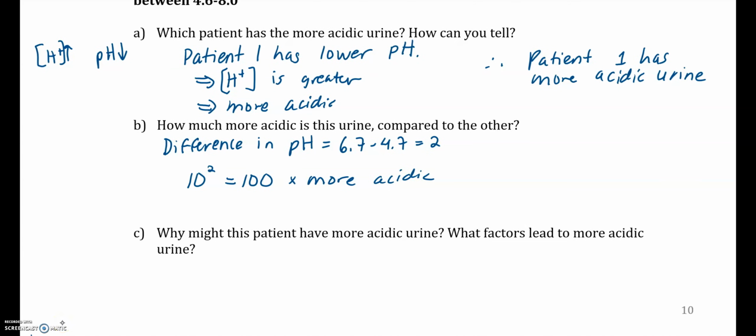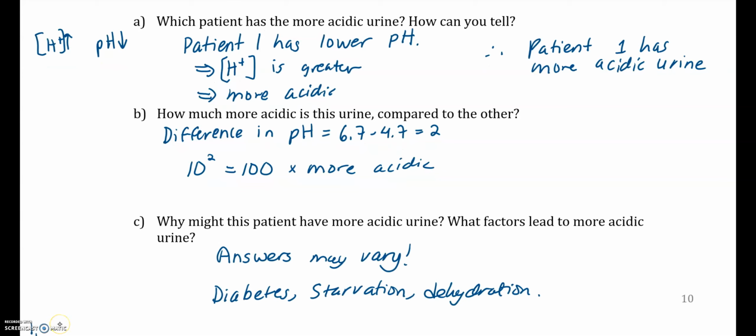Part C says, why might this patient have more acidic urine, and what factors may lead to more acidic urine? This is a great question to explore in more detail in your biology class. So your answers may vary here, but you may consider ideas such as diabetes, starvation, and dehydration.